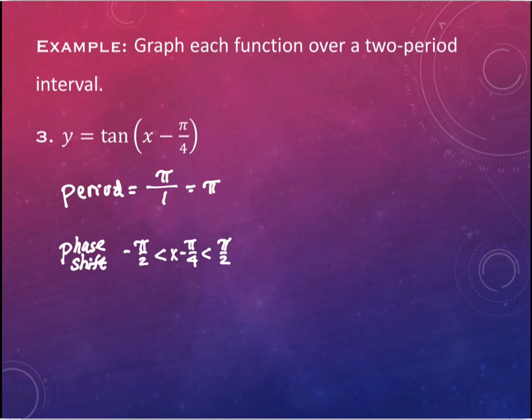Okay, so what are we going to do, Isaiah? You just said it. Just add pi over 4. Yeah, we're going to add pi over 4 to all 3 sides. Okay, so in the middle, of course, they cancel. What happens if I have negative pi over 2 and positive pi over 4? We get negative pi over 4.